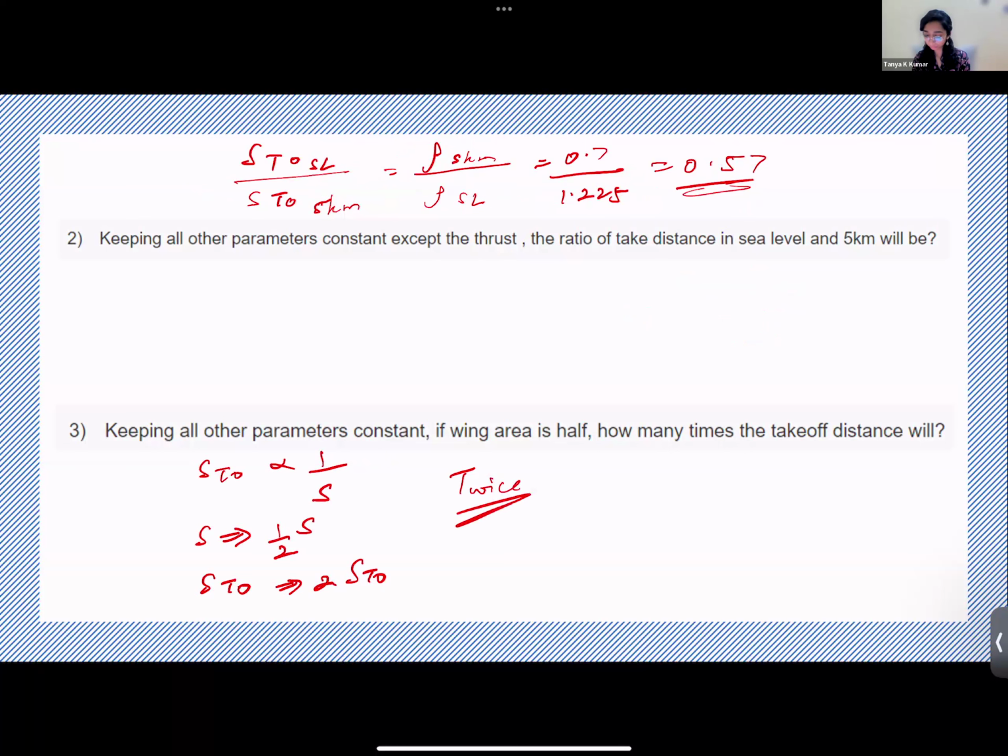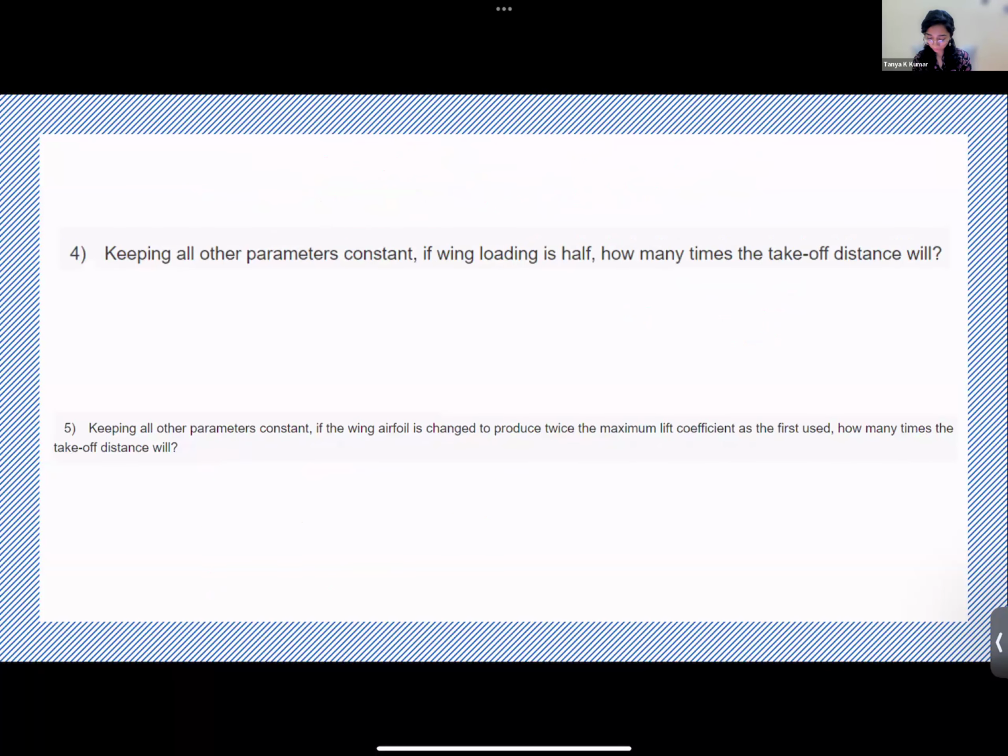All right. Next question. Keeping all other parameters constant, if wing loading is half, how many times will the takeoff distance be? It's directly proportional to wing loading, right? So if wing loading is half, the takeoff distance will be half.